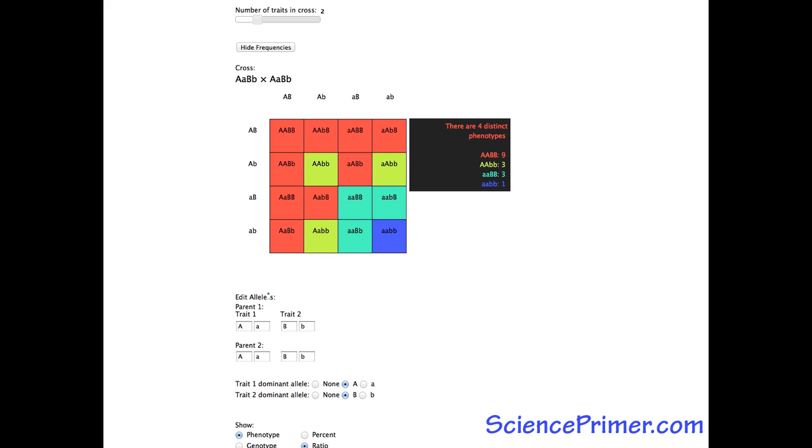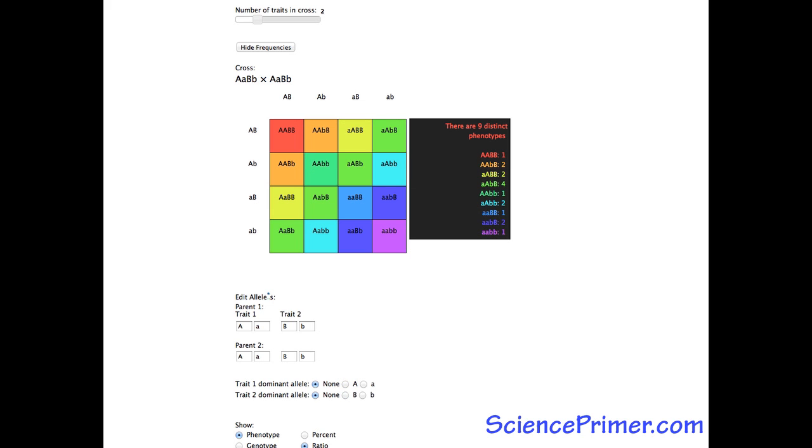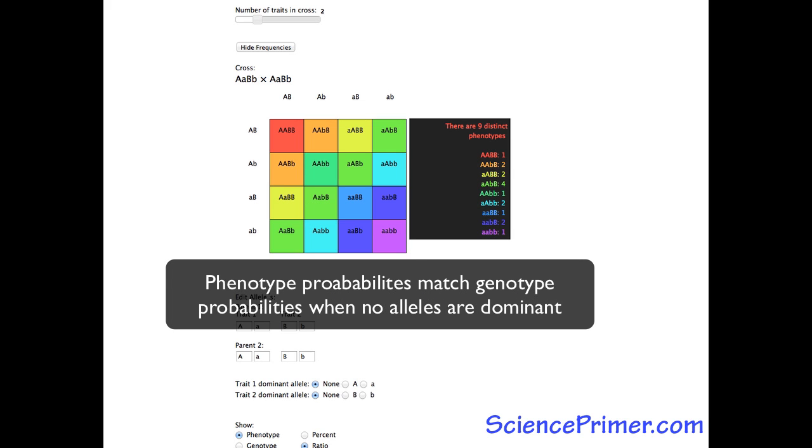Of the 16 possible allele combinations, 9 combinations produce offspring with both dominant phenotypes, 3 combinations each produce offspring with 1 dominant and 1 recessive phenotype, and 1 combination produces a double recessive offspring. This pattern only occurs when both traits have a dominant allele. With no dominant alleles, more phenotypes are possible, and the phenotype probabilities match the genotype probabilities.